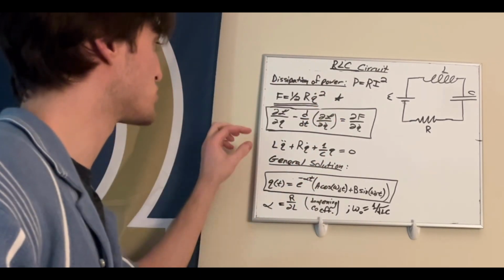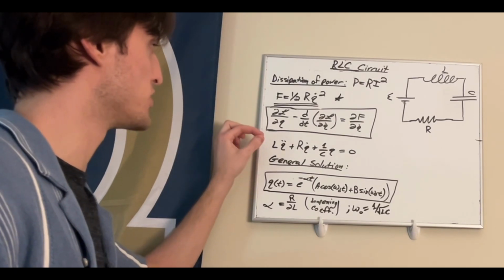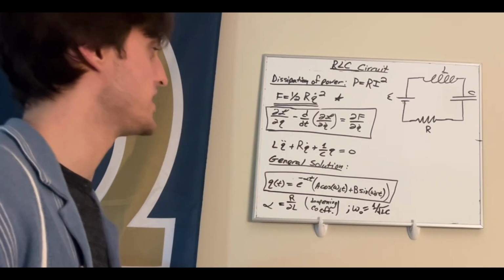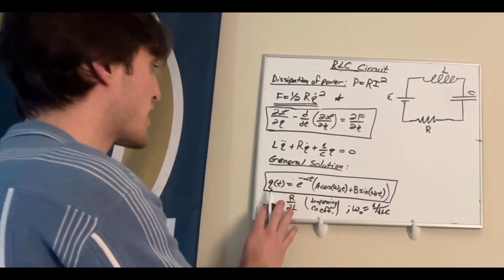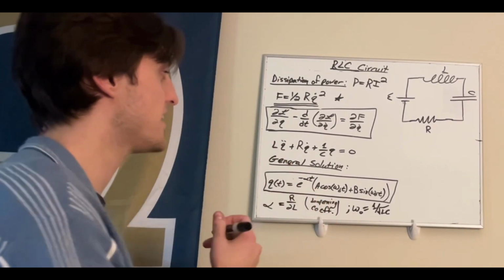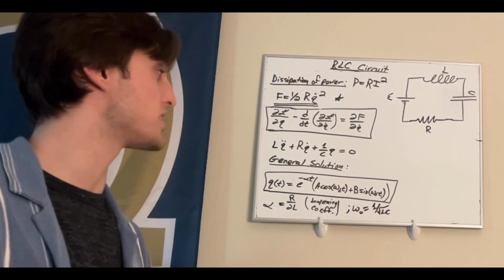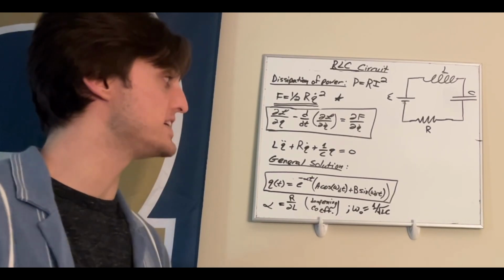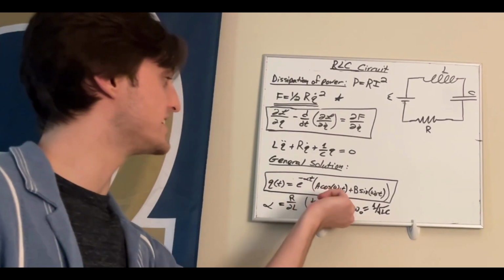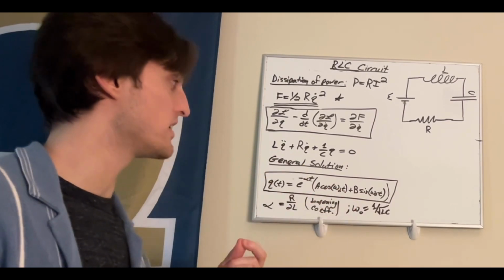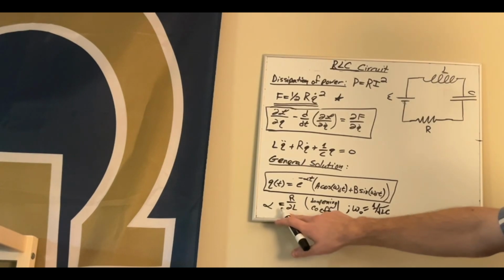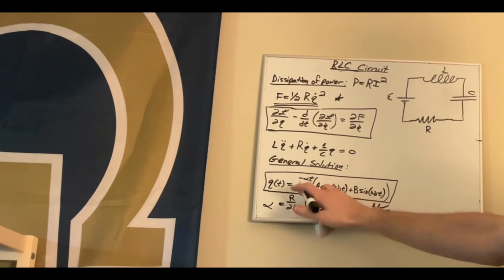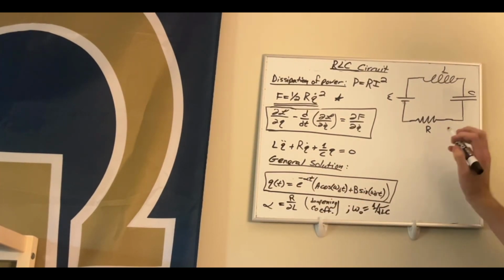So we get a new differential equation, L q double dot plus R q dot plus 1 over C q equals 0. This is still undetermined coefficients, it's just a lot more work, and it has a general solution of q(t) equals e to the negative alpha t times A cosine omega d t plus B sine omega d t, where omega d is the damping oscillation frequency, and alpha is the damping coefficient. R over 2L comes from the quadratic formula.